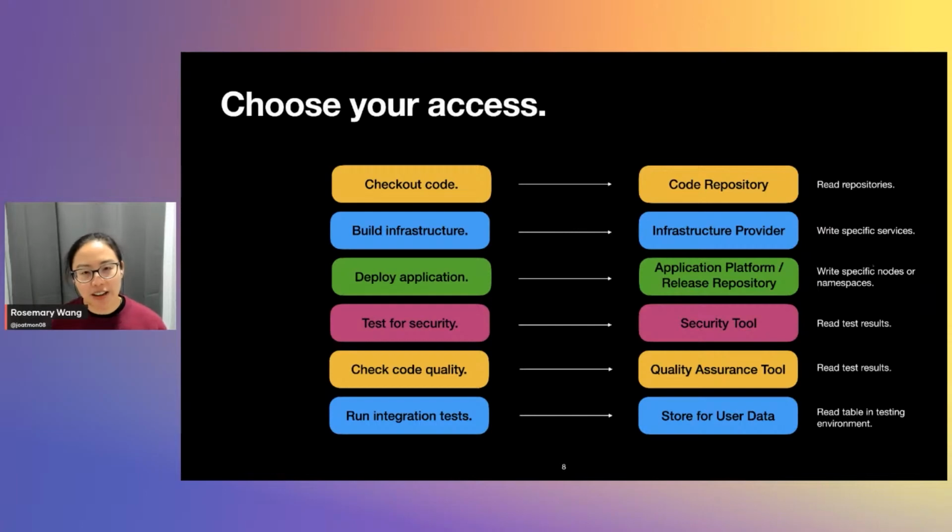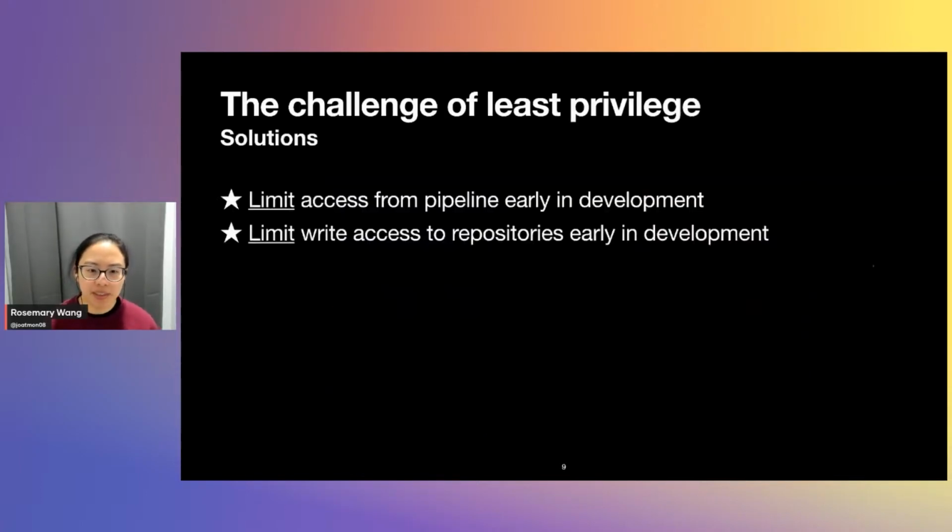And least privilege in that mix is incredibly difficult because sometimes you don't know what your pipeline needs access to. It's easy to say, hey, I'm going to grant administrative access to everything so my pipeline can create all of these services and resources it needs. But the reality is it probably doesn't. And so trying to limit the amount of access that a pipeline needs can be very difficult. It's also an iterative process. The challenge of least privilege has a few solutions. The first is that you limit access from the pipeline to other targets very early in development.